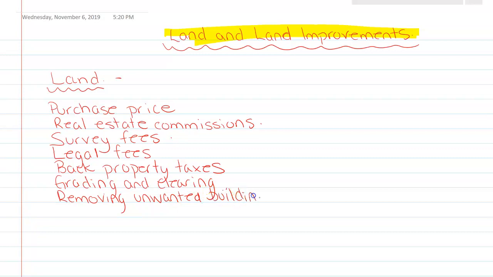So a lot of times companies will purchase land and it would already have a building on it, but their intent is to destroy the building, get rid of it, clear the land again, and then build what they want to build on the land. So those can go into the land category. And then you'll see land on the balance sheet.